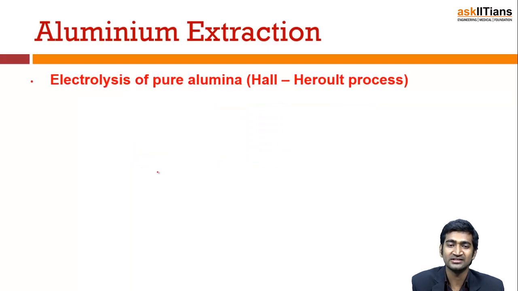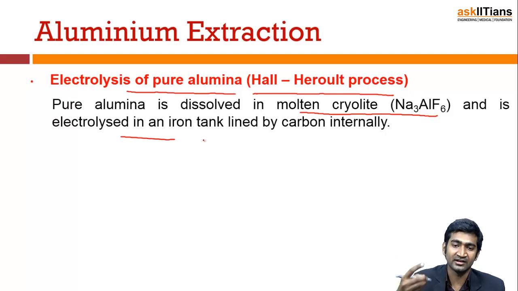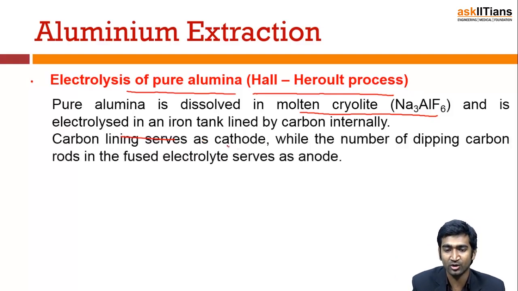Then we will move on to the second stage, electrolysis of the pure alumina. This is also known as the Hall-Héroult process, the Hall process of extracting aluminium. It is dissolved in molten cryolite, Na3AlF6 is the formula, and is electrolyzed. The tank is lined internally with carbon electrodes. So the lining acts as the cathode, and the dipping rods fused in the electrolyte serve as the anode. Both are actually carbon only, but one is your cathode, and the other dips into the electrolyte, so that is your anode.